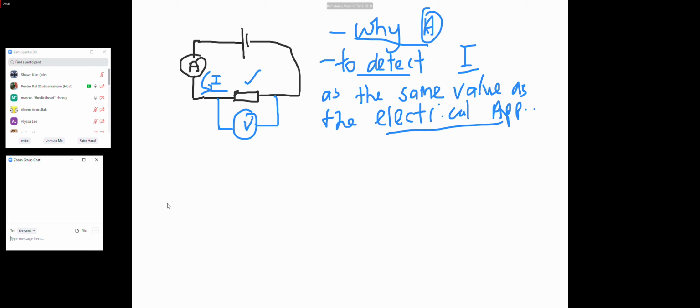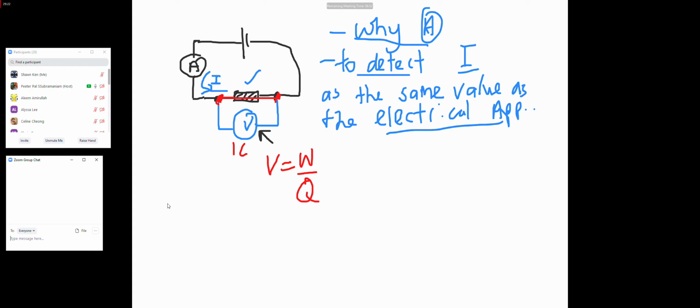Okay, thank you. Now we look at the voltmeter. The voltmeter here is to measure the potential difference across the electrical device. To measure the potential difference across the electrical device, we must know the amount of work done to transfer one coulomb of charge from this point across the device to this point. So potential difference is the amount of work done to transfer one coulomb of charge across the device.